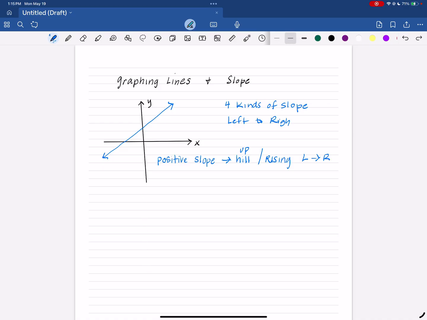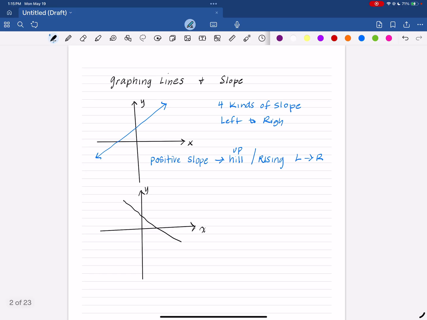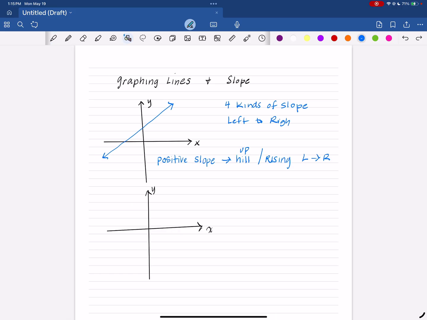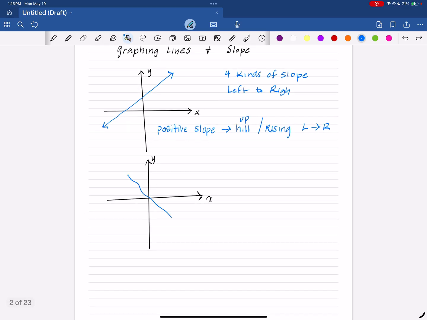Now, when we have a line that goes downhill from left to right, same thing, we've got our x and y plane, and we have a line that's going downhill from left to right. That is considered a negative slope. So a negative slope is going downhill, or we can describe that as falling from left to right.